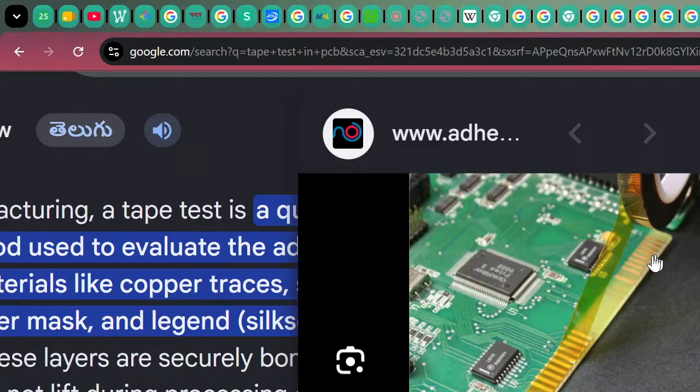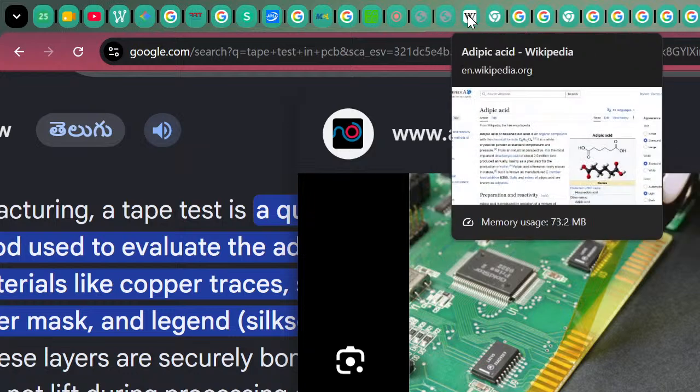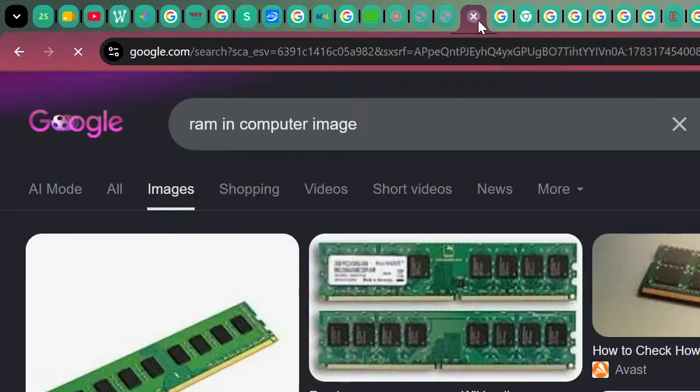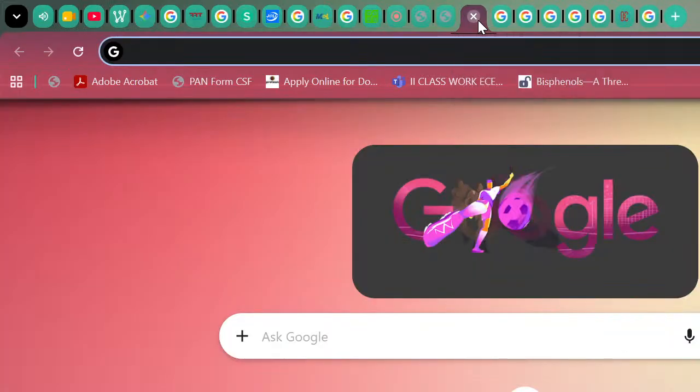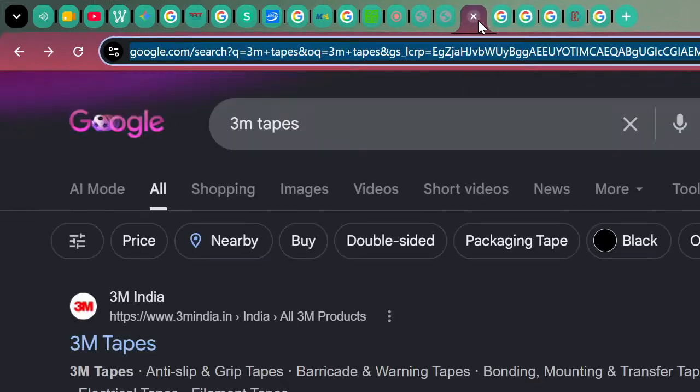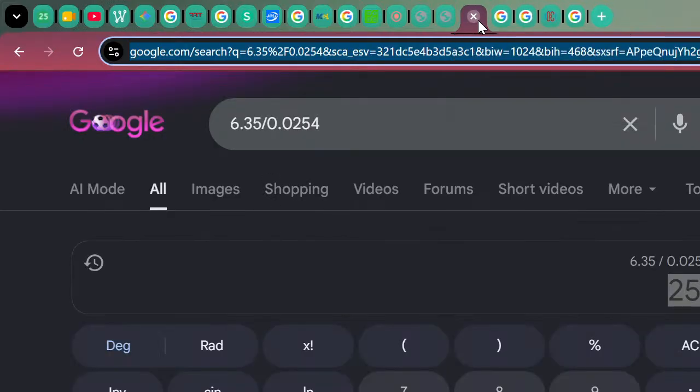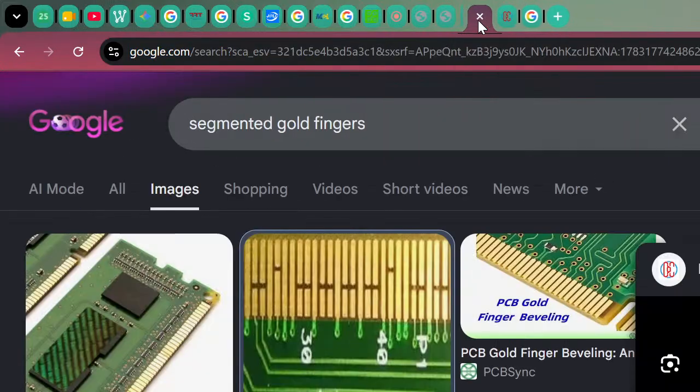QC means quality control failed. So no gold is allowed to stick with this particular tape, 3M tape. Okay, so that's very simple. Just apply tape and drag it. If gold is sticking with the tape, 3M tape, then it has failed in quality control.